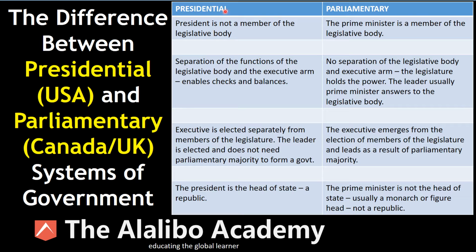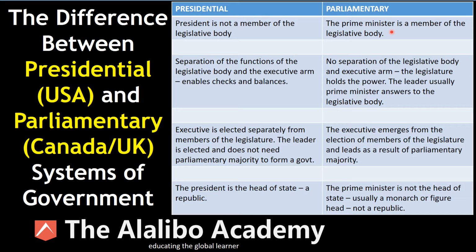Now, the first one here, the presidential system of government, the president is not a member of the legislative body. Now, this is a very critical point to make. The president is not a member of the legislative body. On the other hand, the prime minister is a member of the legislative body. In the parliamentary system of government, the prime minister is part of the legislative body. The prime minister is elected into the legislative body and is part of the legislative body. Very critical difference between the two systems of government.